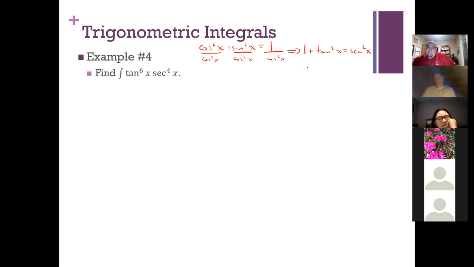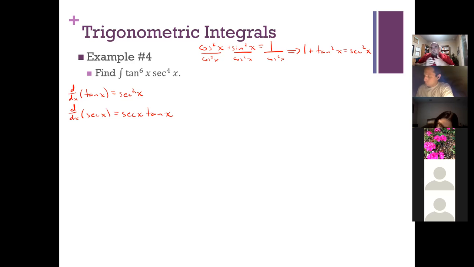So it pays to remember these two things. What is the derivative of tangent of x? And what is the derivative of secant of x? Anyone remember off the top of their head? Is the derivative of secant of x secant tangent? The derivative of secant of x is secant x tangent x. And tangent is? Secant squared x.